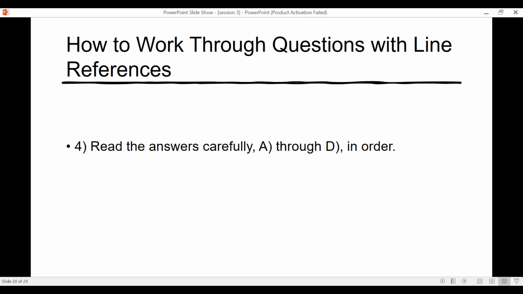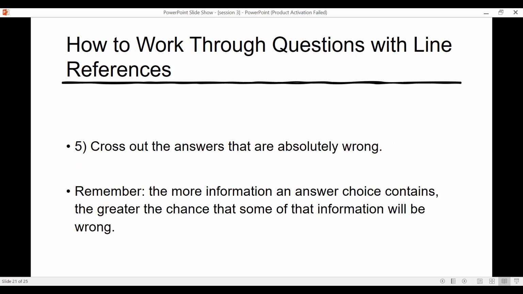You're gonna read the answers carefully, the way you read the question carefully, okay? From A through D in order, you will check choice A, B, C, and D. And then you start applying the process of elimination. Cross out the answers that are absolutely wrong, that belong to any of the trap answer types, or the incorrect types of answers that we covered.